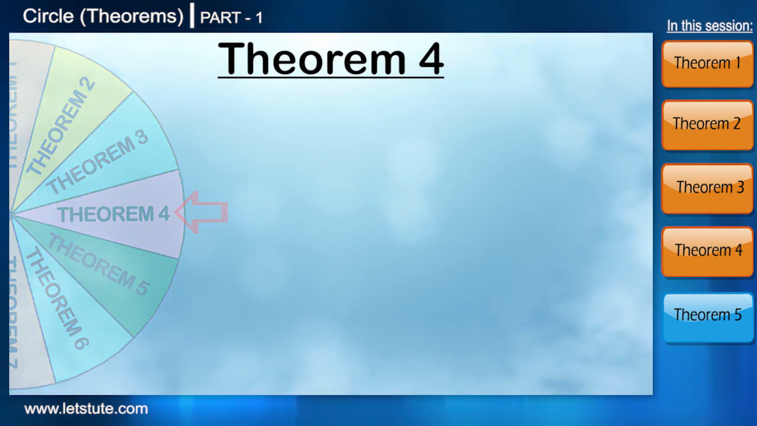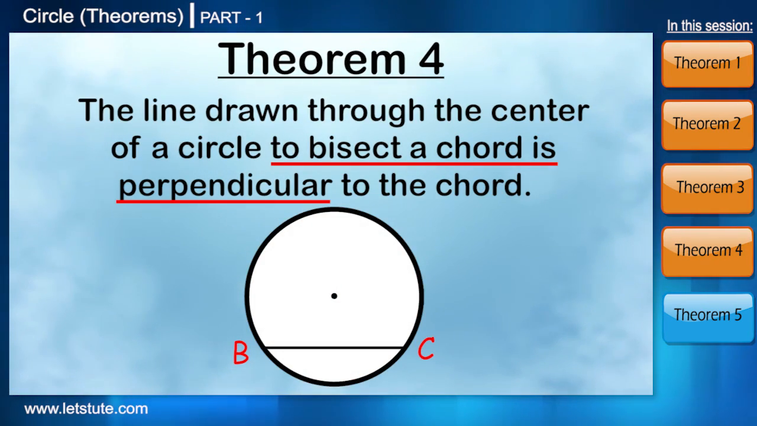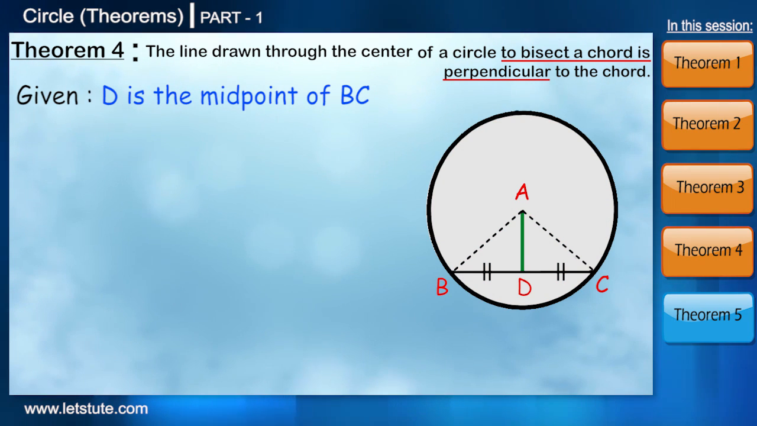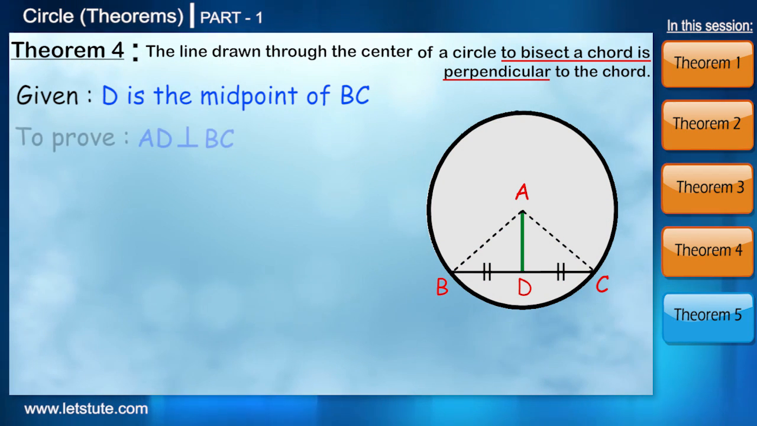Let's move to the fourth theorem. I believe it's going easy so far. The line drawn through the center of the circle to bisect a chord is perpendicular to the chord. We know now that if we want to prove a converse of the previous theorem, then we have to prove that the segment AD is perpendicular to BC. If we see in the same circle again, if we prove that angle ADB is equal to angle ADC, then we can prove that AD is perpendicular to BC.